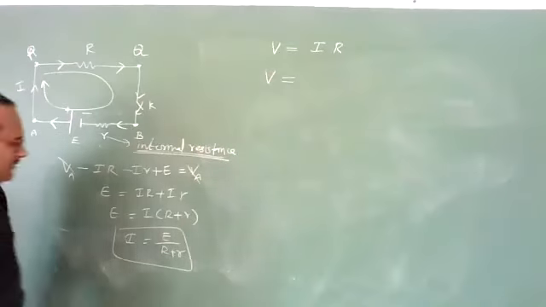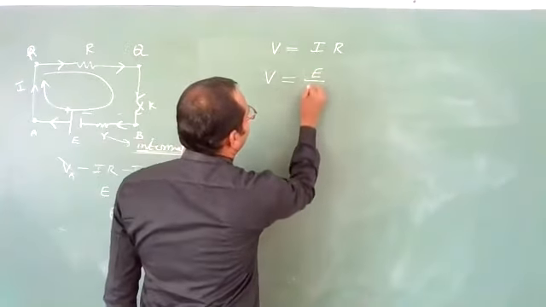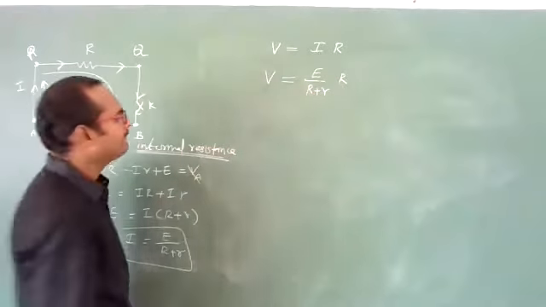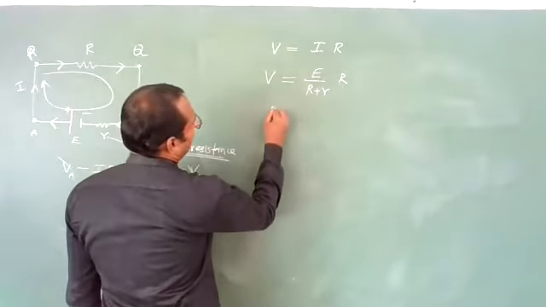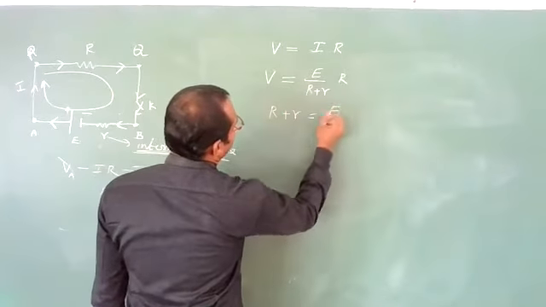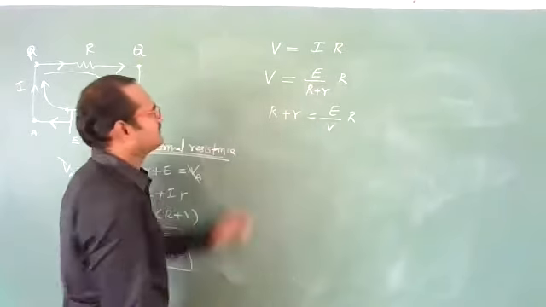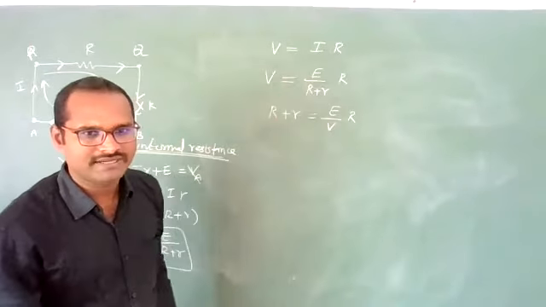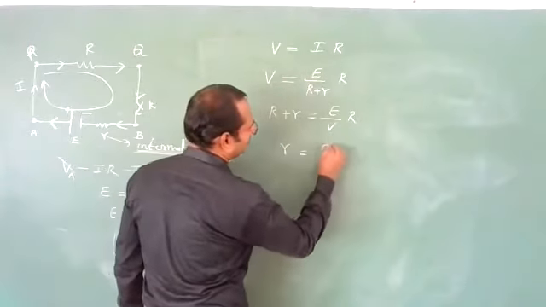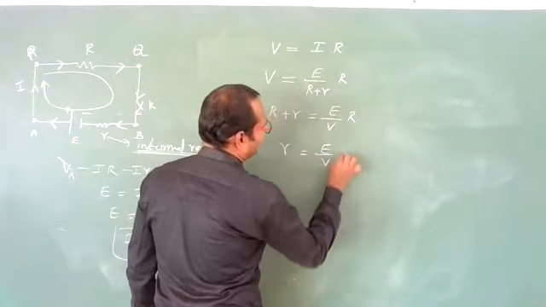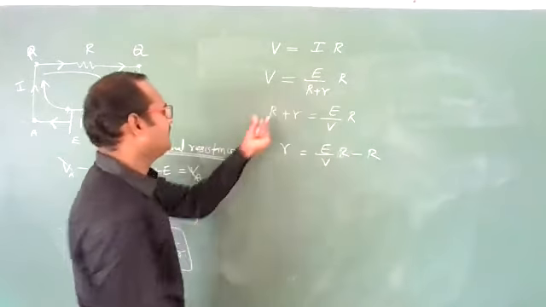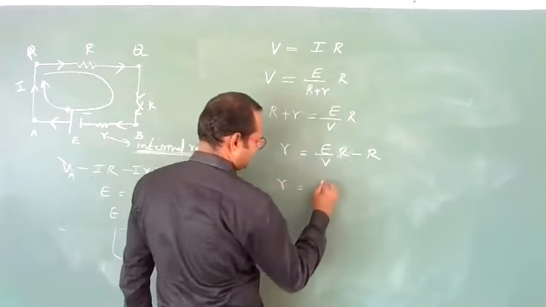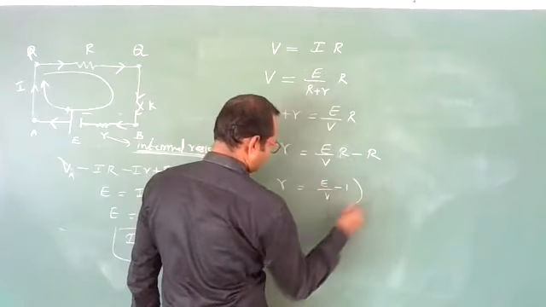So the terminal potential difference V is equal to I into capital R. What is I? Here I have written capital E divided by capital R plus small r, into capital R. Then can we write E divided by V equals capital R plus small r, divided by capital R? Yes, these two positions I have interchanged. Then small r is equal to E by V into R minus capital R. Can we write? Plus r going to that side will become minus r. Then small r can be written as E by V minus 1, into capital R.